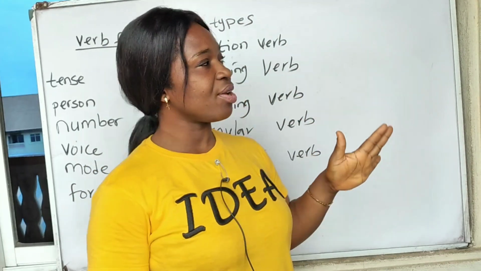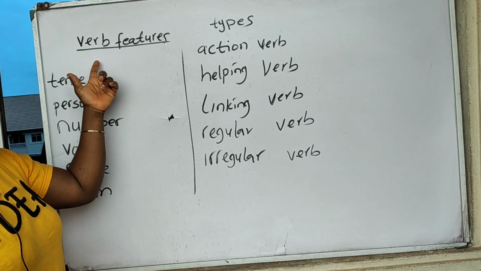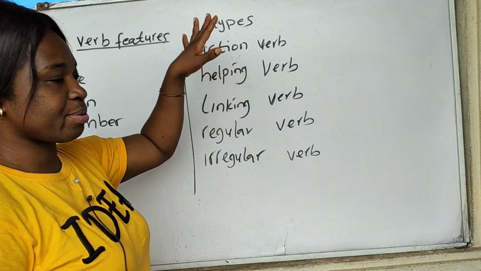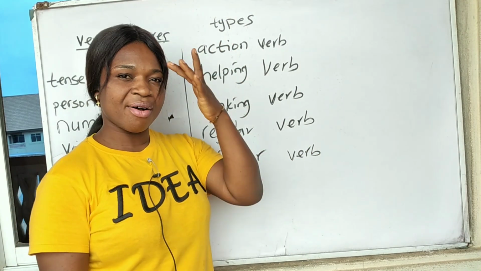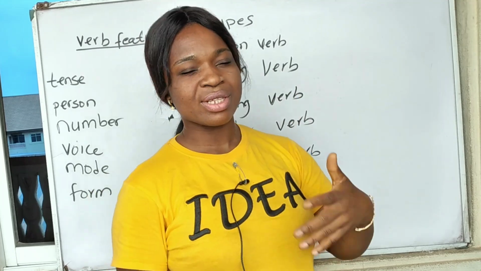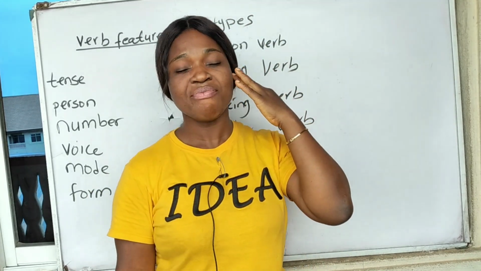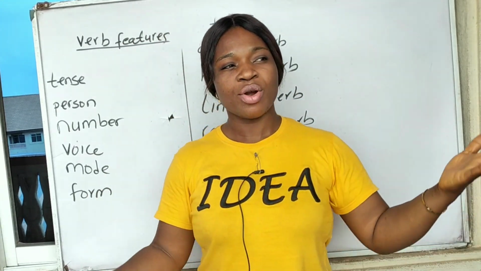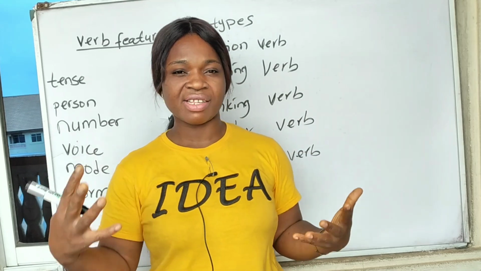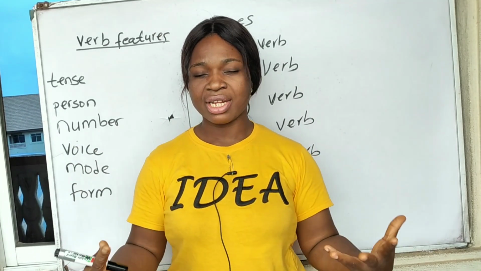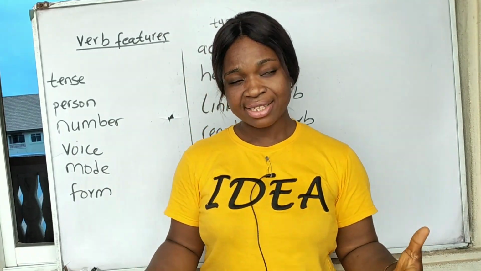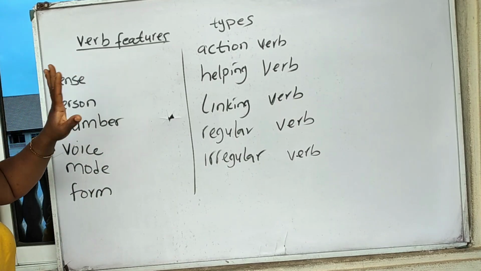So today we're going to be looking at the following: verb features versus types of verb. When we're talking about verb features, we're talking about those attributes, those things that actually make the verb what it is. When you talk about features, we're talking about the characteristics of something that actually make that thing what it is. In English, we have these verb features.